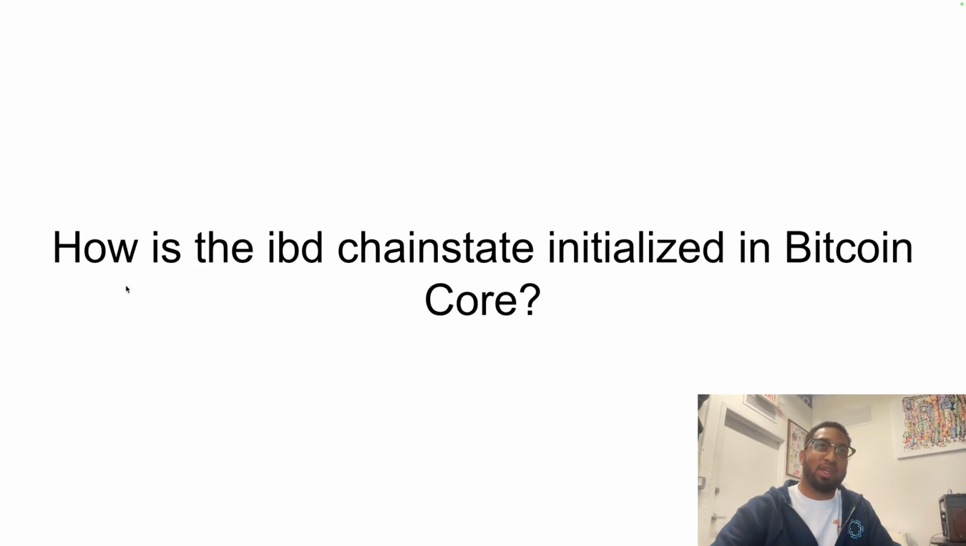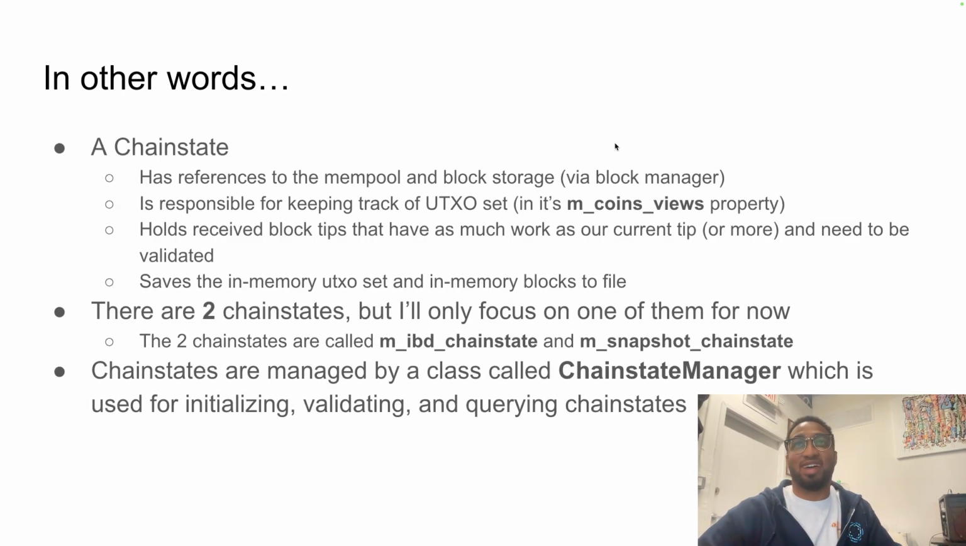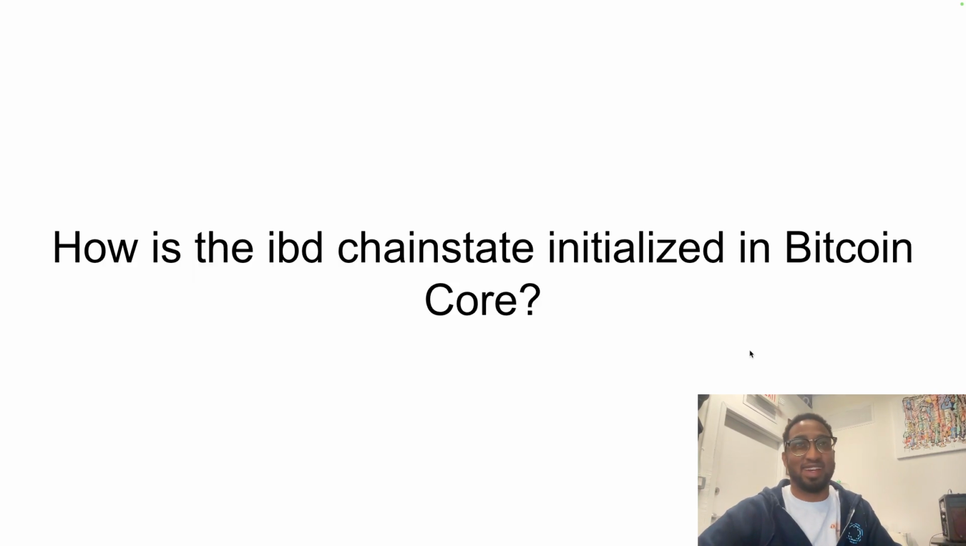So how is the IBD chain state initialized in Bitcoin Core? What was it, the two chain states? I know there were two. IBD and then Snapshot. Snapshot is like the tip kind of thing. It's something else. Okay, you haven't got there. I'm not going to get into it yet. If you want to take a guess, I could give a yes or no. Did you want to? No, just keep going. We're going to talk about snapshot chain state next week, right? No, I talk about it in here.